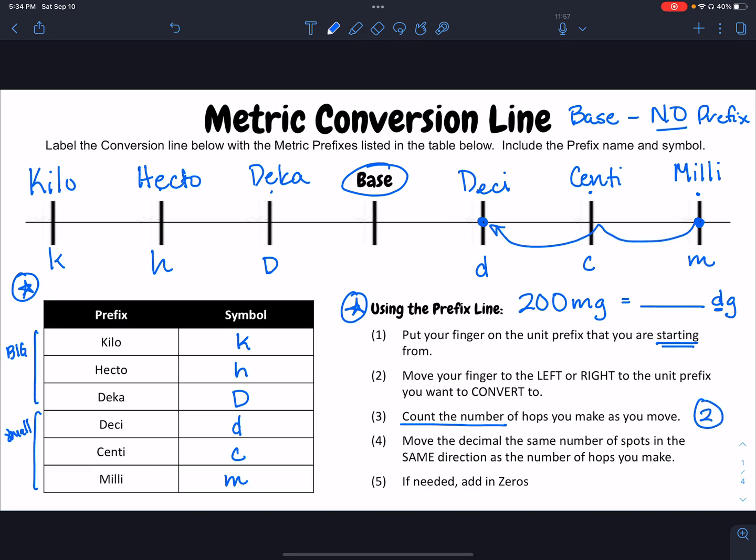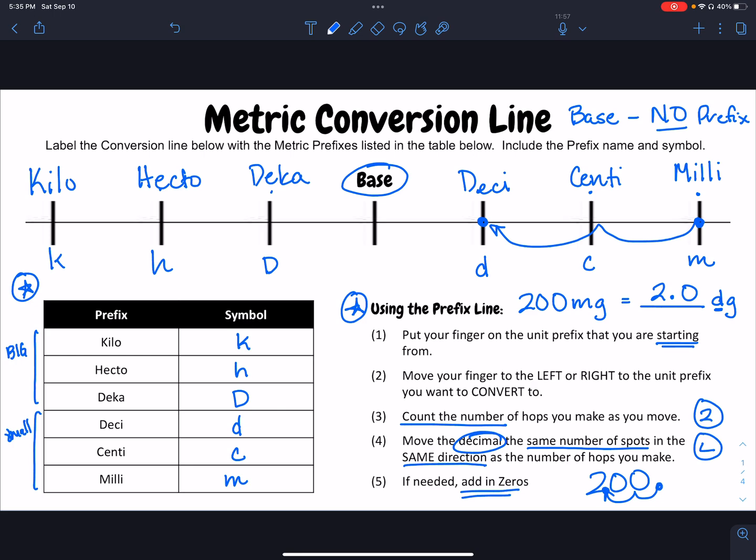So we move 2 positions, and then we're going to take the decimal in our number and move it the same number of spots in that same direction. And then if needed, we'll add zeros in. We're not going to need it for this one, but I'll show you in a few minutes. So if we have the number 200 with its decimal on the far end, and we're moving 2 hops to the left, I'm going to do the same thing with my decimal. 1, 2 spots. So my new decimal position is between the 2 and the 0. So 200 milligrams is 2 decigrams.